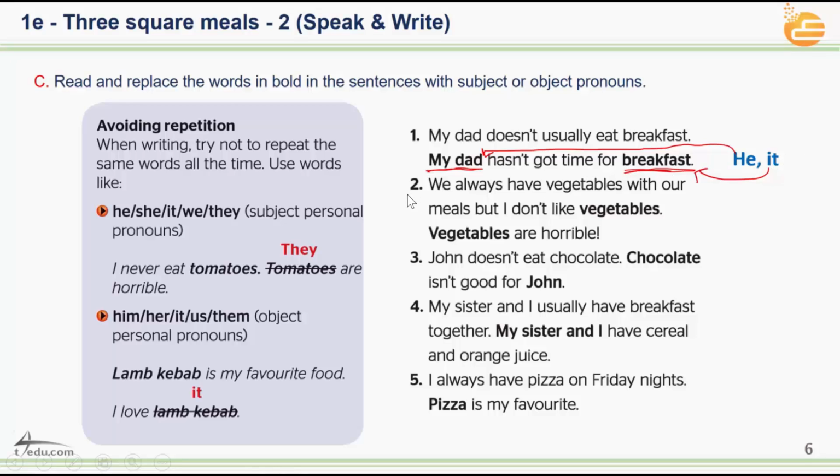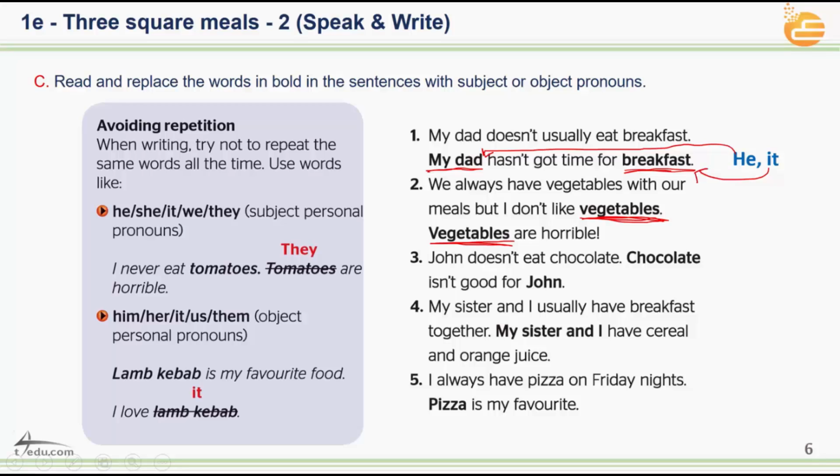Okay, let's go to number 2. We always have vegetables with our meals, but I don't like vegetables. Vegetables are horrible. So we have these two bold words, vegetables, and this one, vegetables. Okay, this is the first word, and this is the second one. So what do you think? What about the first one?